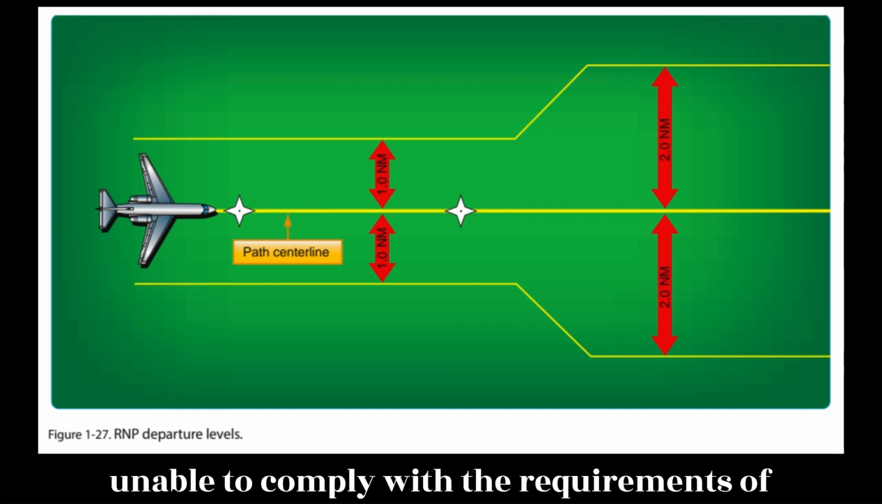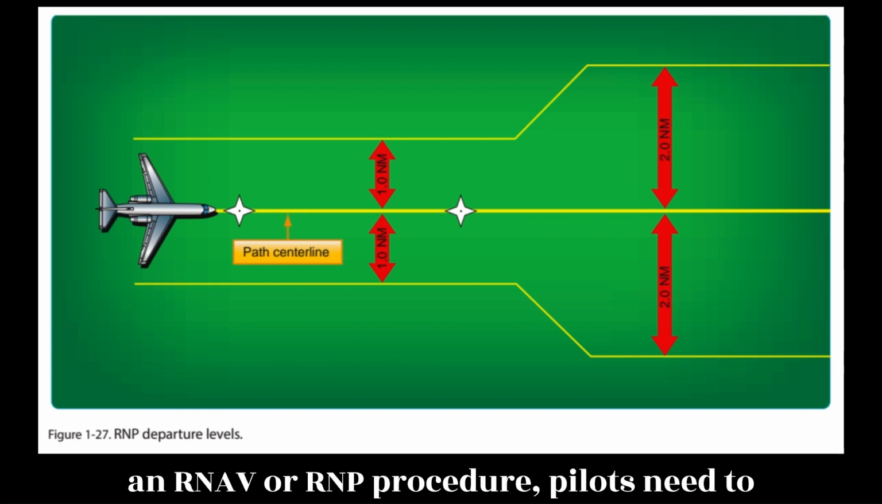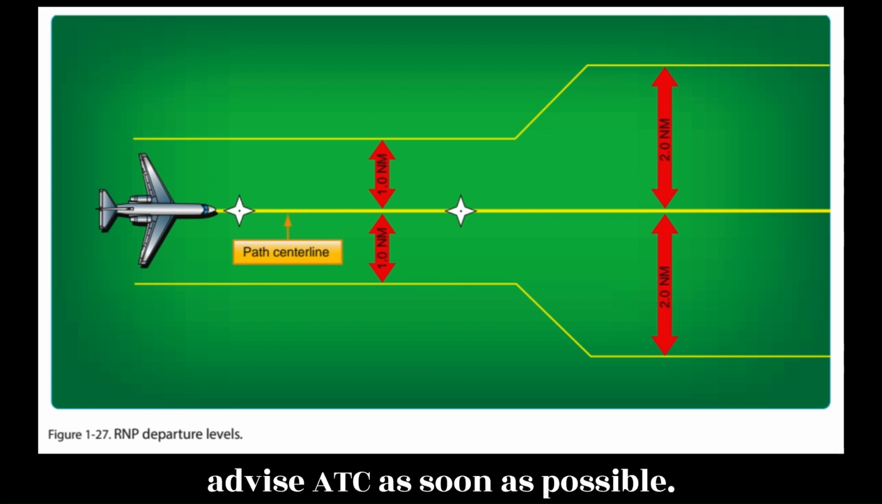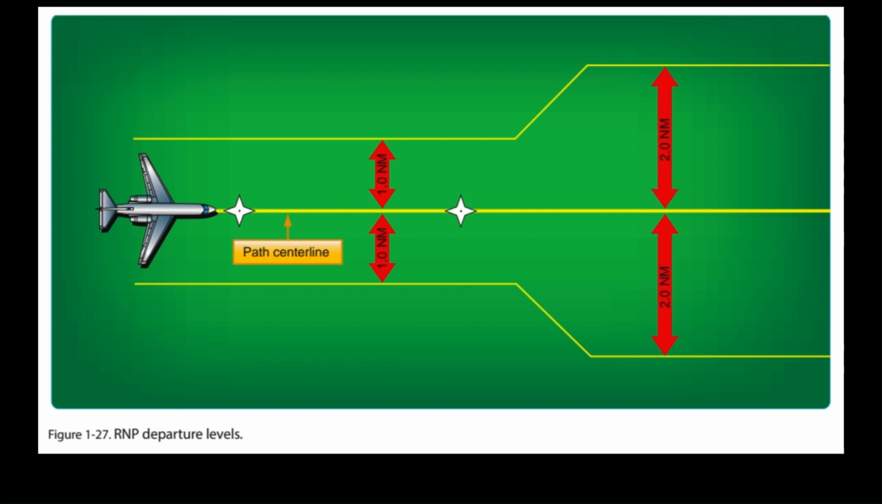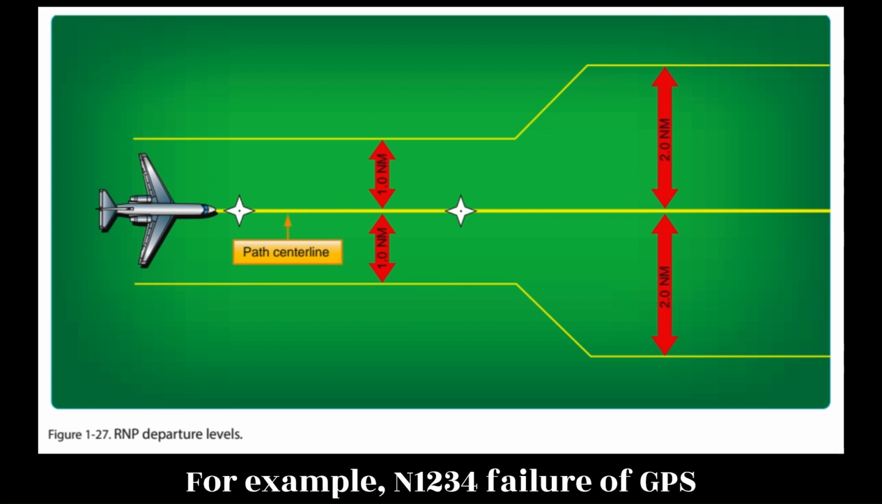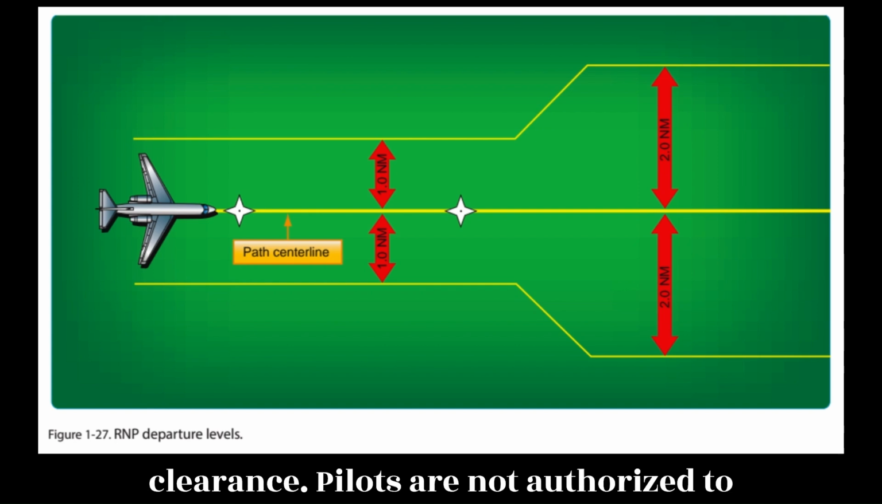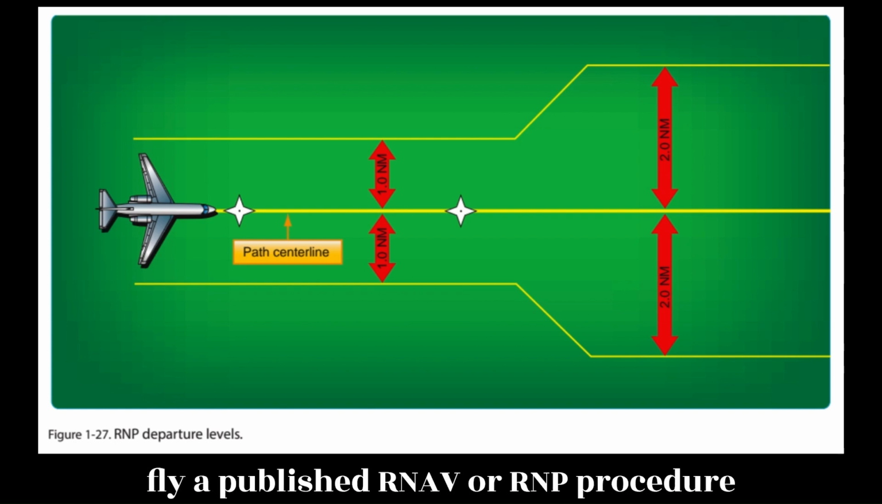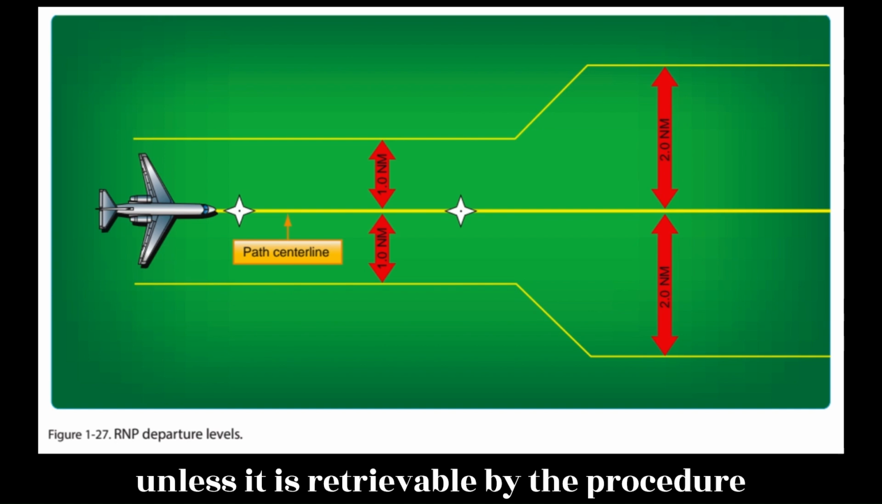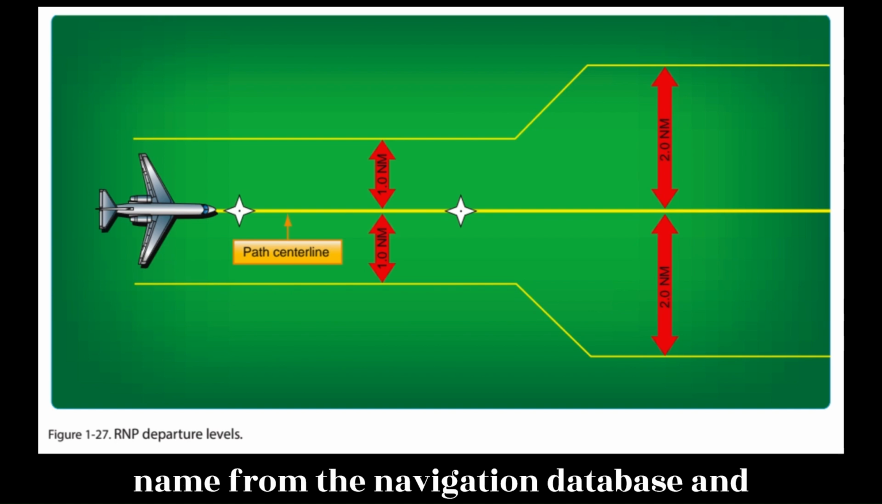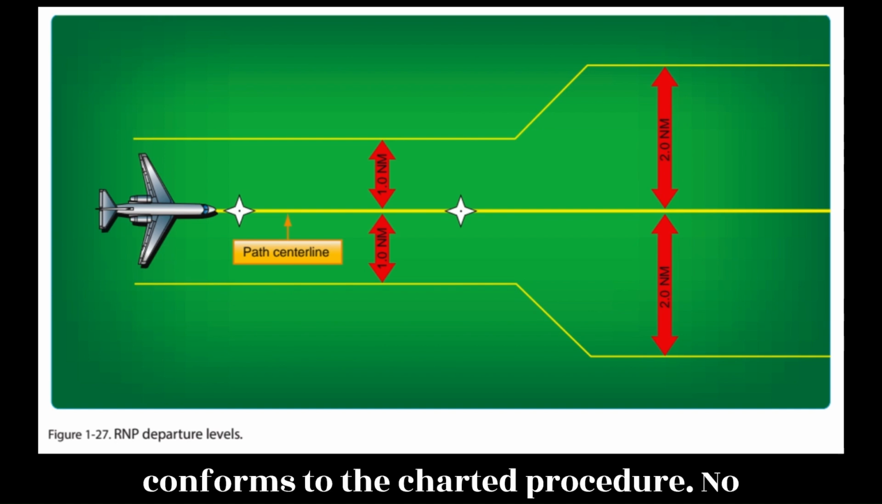If unable to comply with the requirements of an RNAV or RNP procedure, pilots need to advise ATC as soon as possible. For example, N1234, failure of GPS system, unable RNAV, request amended clearance. Pilots are not authorized to fly a published RNAV or RNP procedure unless it is retrievable by the procedure name from the navigation database and conforms to the charted procedure.